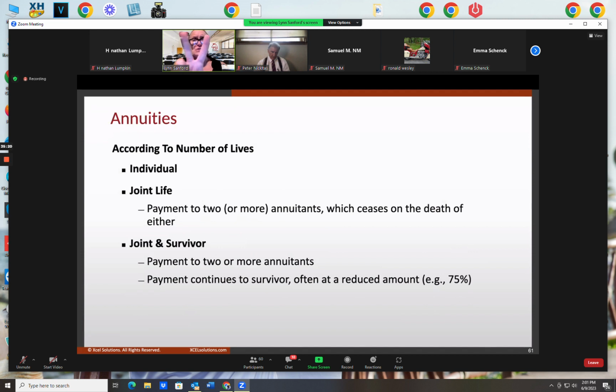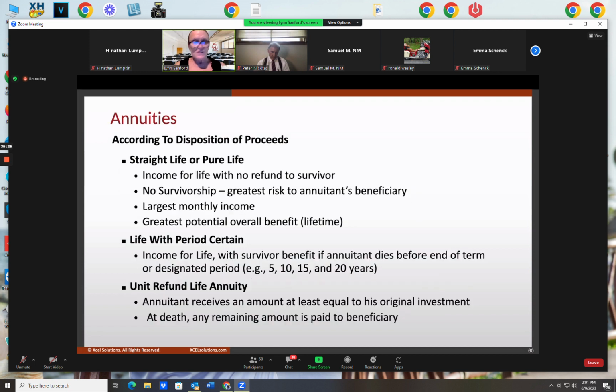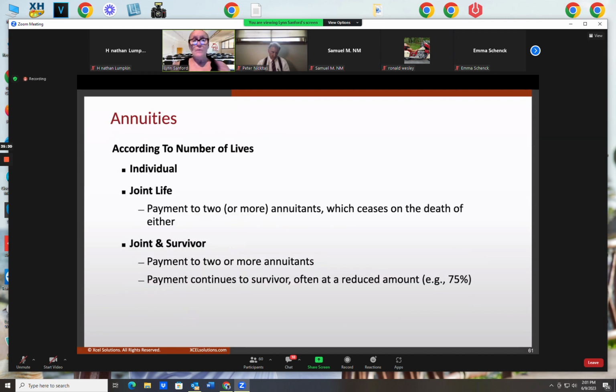Now, you could choose to have it pay out over 2 people's lifetimes, not just one. The first one we talked about was straight life. That's over the straight life of one individual. But a married couple might choose to have a payout of their annuity paid out over both of their lifetimes. Joint life means it would be factored based on their life expectancies, based on their ages, based on their genders. And in a joint life, the insurance company is guaranteeing payment to 2 or more annuitants, which ceases on the death of either one of them. So joint life stops paying when the first one dies.